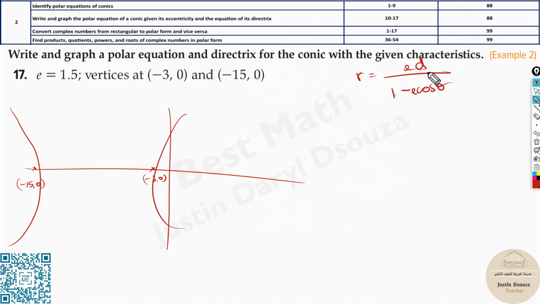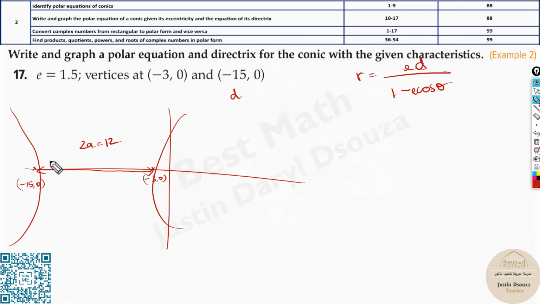Now what can we find? We cannot find the directrix from just these. What do we know? To find the directrix, because they want the polar equations and directrix, it takes a bit of time. You need to know what this value over here exactly is. That value is 2a. If you recall hyperbolas, that total thing is 2a, and that is 15 minus 3, which is 12.